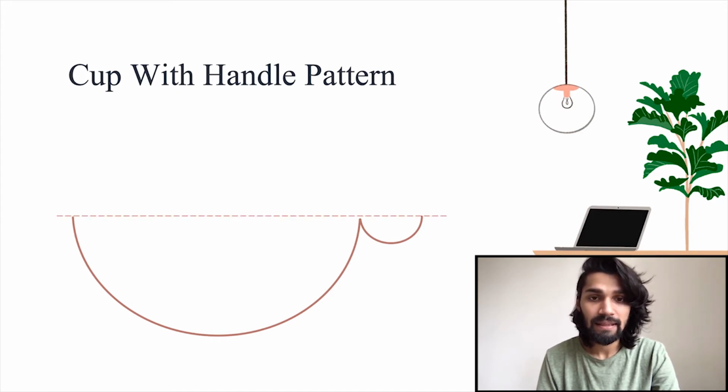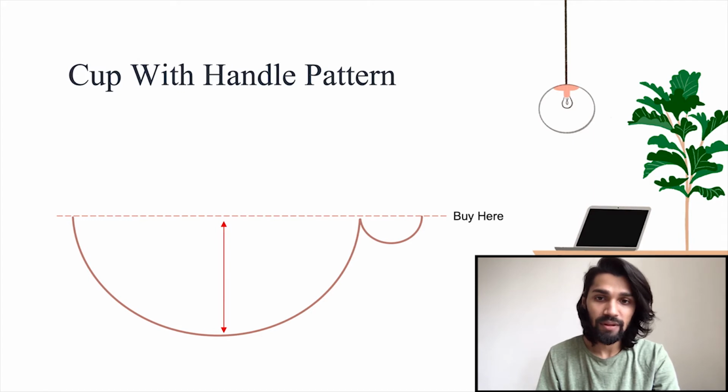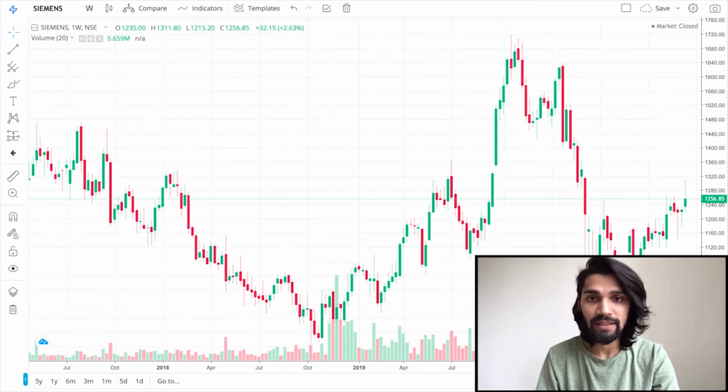And once the handle breaks the neckline, you buy the trade here, right? Your stop loss would be 4 to 5% of your capital, and your target would be as many points as the low of the cup with handle pattern to the neckline, as in it would move up that many points. We will look into an example.